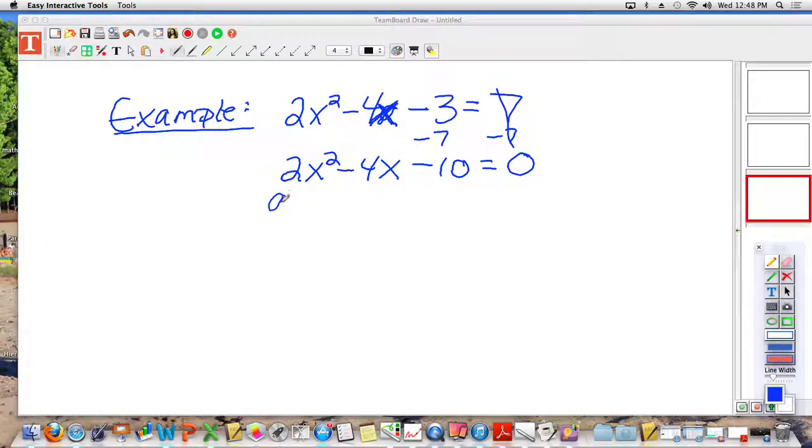First of all, you don't need to do this part if you don't want to, but some people need this written down, so I'm going to write it down. What is the A value in this case? It's 2. It's the number in front of x squared, the coefficient of x squared. What is B? It is negative 4. What is C? It is negative 10.